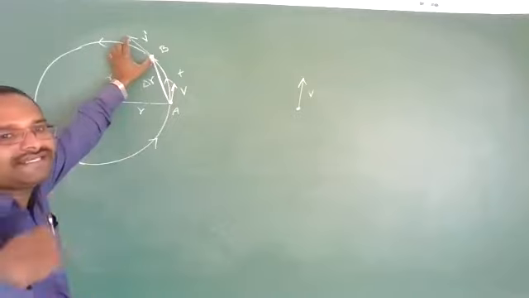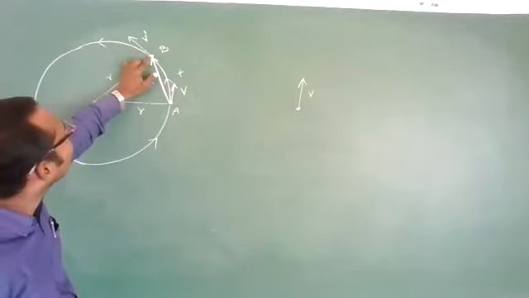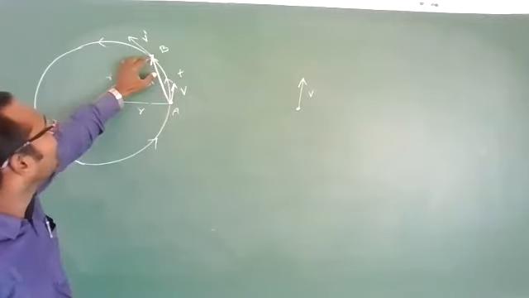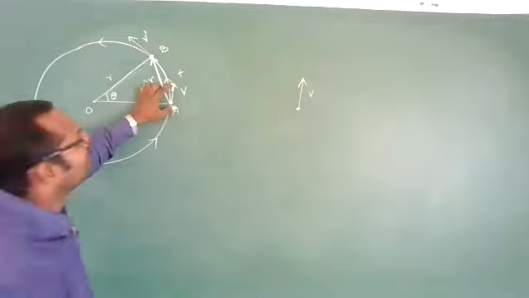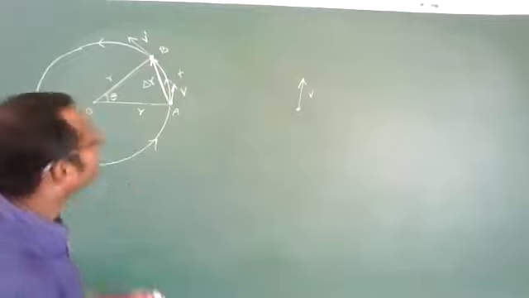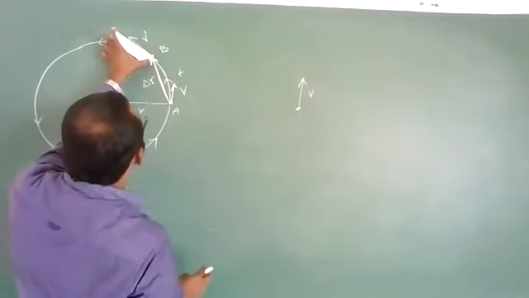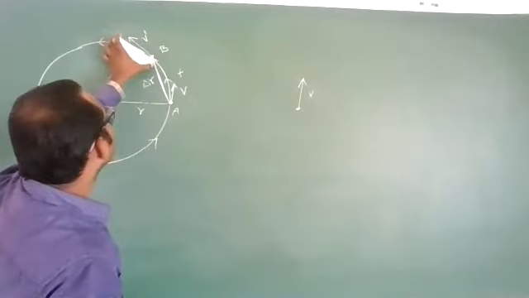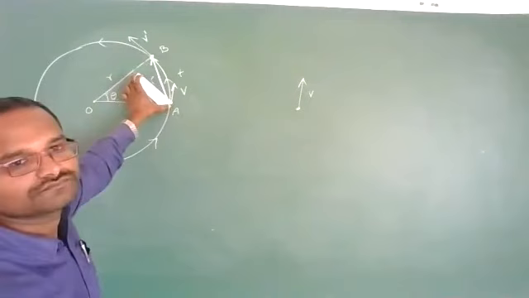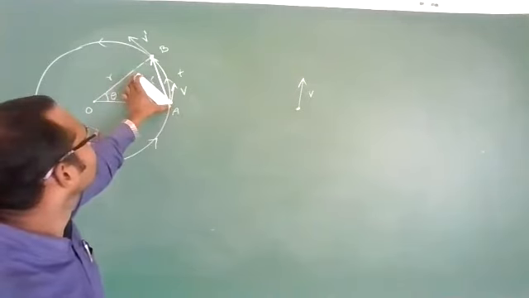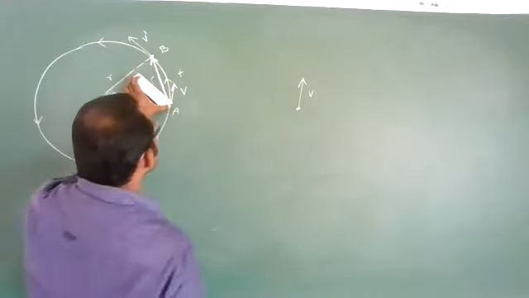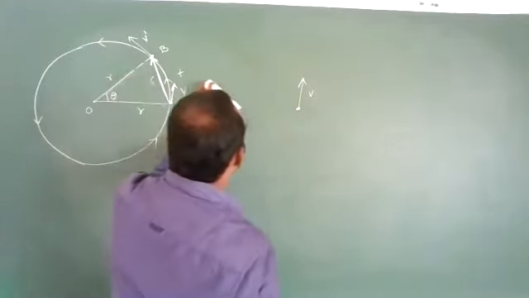If I want to get the resultant vector, I join the tail of the second vector with the head of the first vector, and I can make one triangle like this. This direction I should not change. Just shift it parallelly and keep it here. Clear? So that is what I am doing.